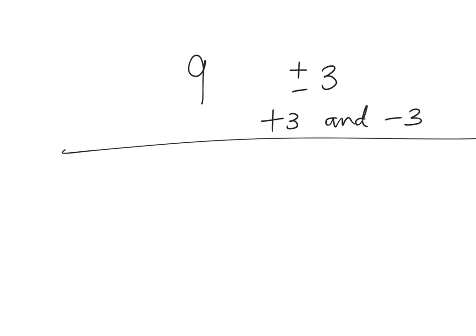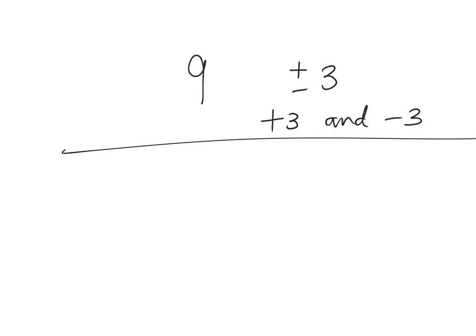But the general idea, again, is if you're asked to find the square roots of a number, like 9, it would be plus 3 and minus 3. So you could say plus 3 and minus 3. That would be how you would find the square roots of 9.